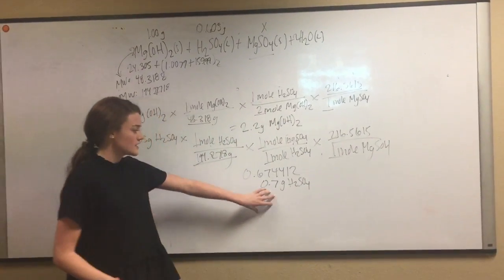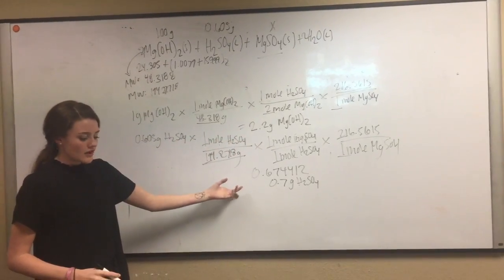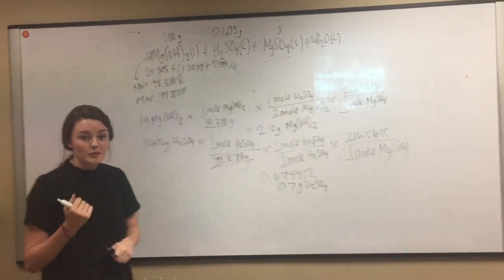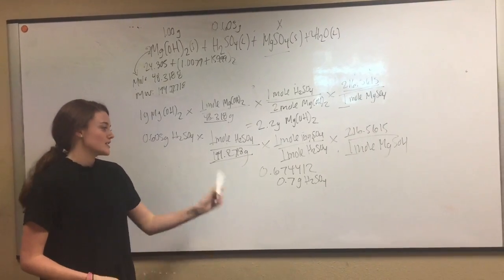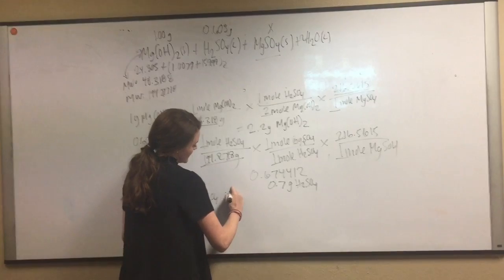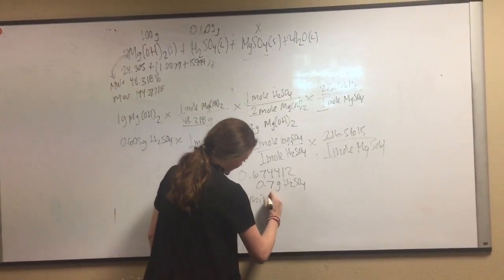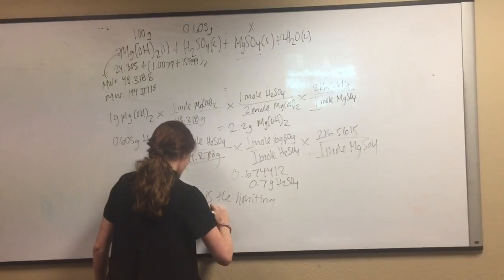So since this is less than this number, our H2SO4 is going to be the product that runs out first, which means our H2SO4 is the limiting reagent.